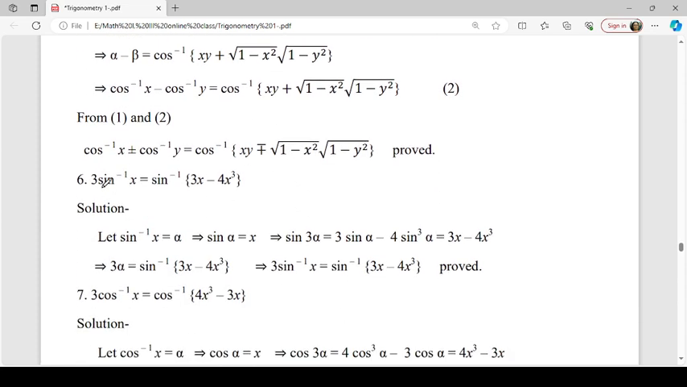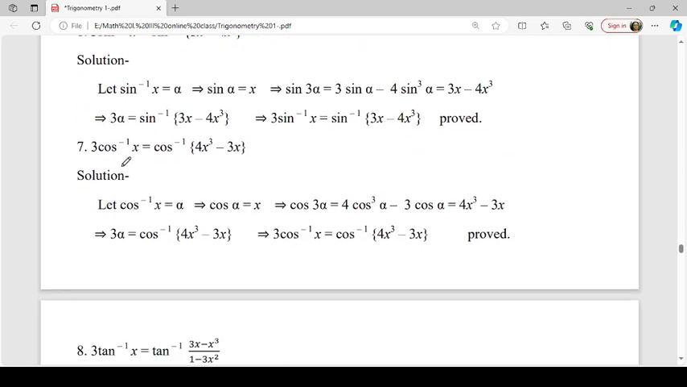Then 3 sin inverse x is equal to this. So again it is a multiple angle, so sin of thrice alpha is this value; sin of thrice alpha we have got earlier. So 3 sin alpha minus 4 sin cube alpha; in place of sin alpha we write x, in place of sin cube alpha we write x cube, so it is sin inverse of 3x minus 4x cube. Similarly, this is also cos inverse; cos of thrice alpha we write as 4 cos cube alpha minus 3 cos alpha.